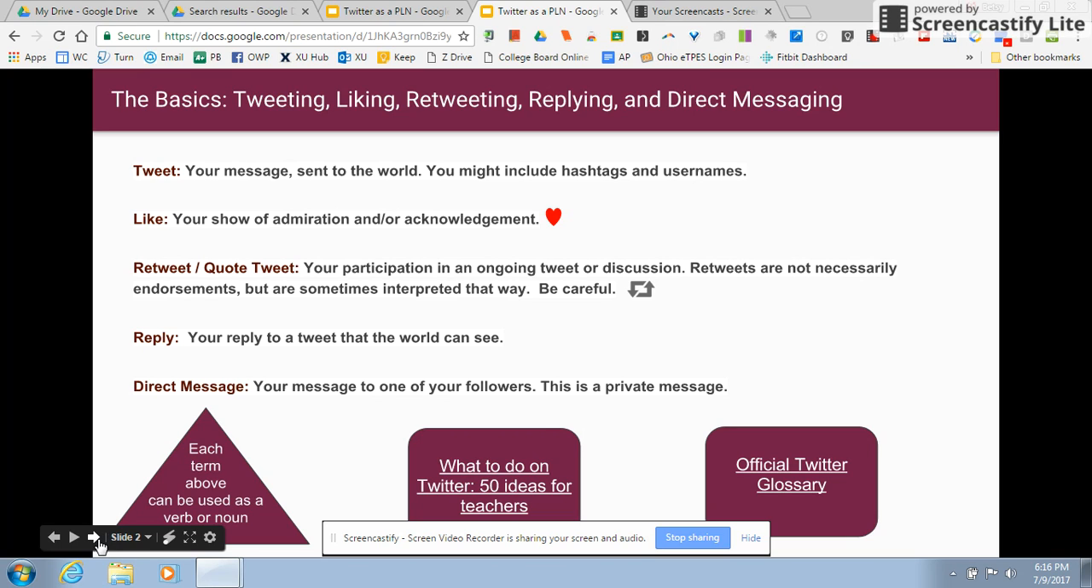You can quote a tweet or retweet a tweet to show that you're involved in the discussion or you think that what somebody else said is important. But again, be careful of this. I think a lot of Twitter users are guilty of retweeting a link to something that they actually haven't read. You can also reply to a tweet and have the whole world see that. And then you can send a direct message as well to somebody on Twitter. So you'll see the links down below that you'll be able to view when I post the actual slideshow as well.